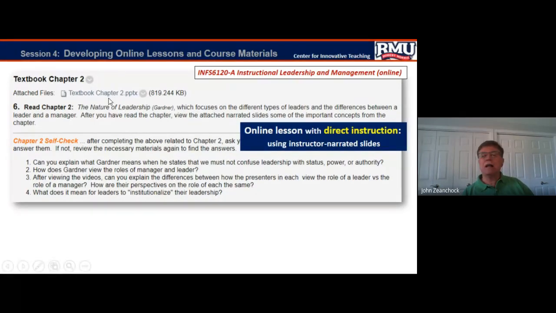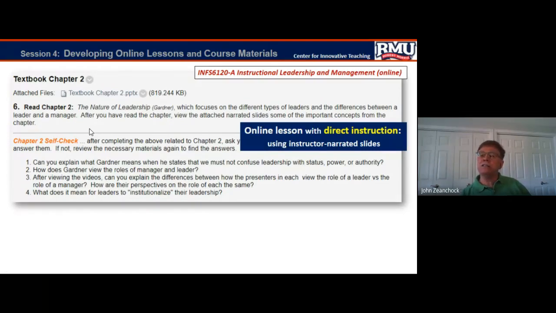But don't just put it up there and say, use these slides. I mean, give them some context. And this goes back to the concept we covered on Friday with regard to instructor presence, where it would be important to give them a little bit of direction. This doesn't have to be elaborate, but say, read chapter 2, The Nature of Leadership, which focuses on the different types of leaders and the differences between a leader and a manager.